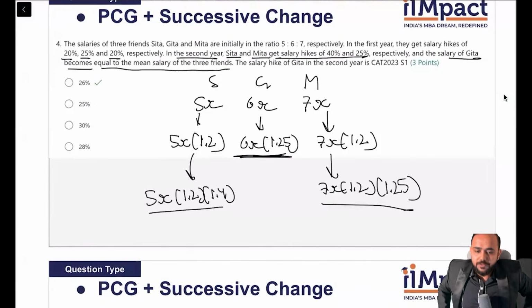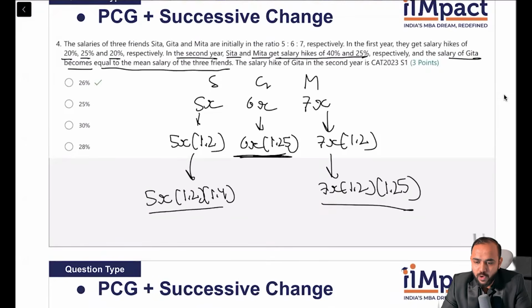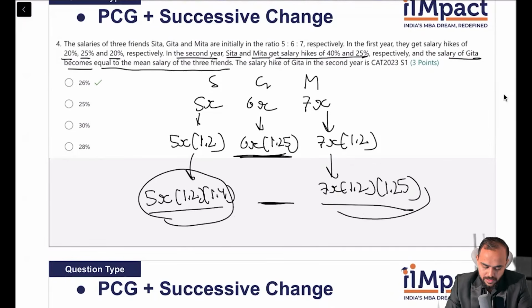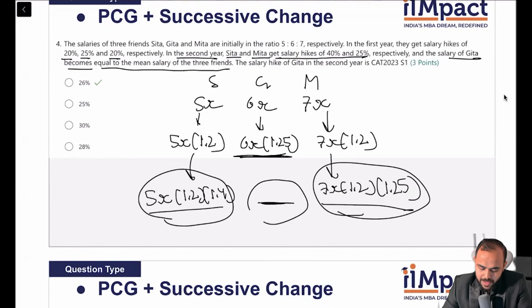We are clever enough to understand that it doesn't matter. What they are really saying is SGM are in AP. So this will be the arithmetic mean of this and this. So you find this arithmetic mean, it will come in terms of x, and you have this initial value, this is your final value. They are asking you for the percentage change, so that you can directly calculate from here.